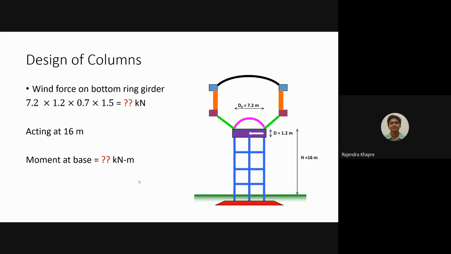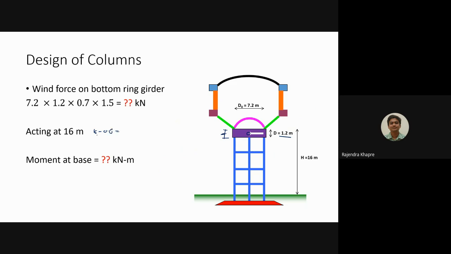Now let us calculate the moment due to the wind pressure which is acting on the ring girder. The ring girder is over here, so it is acting at a distance of 16 meter, measured from the bottom to the top of this. If you remember, the depth of this girder was 1.2 meter, so it will be acting at the center, that is half of the 1.2. So the distance will be 16 meters minus 0.6 meters.